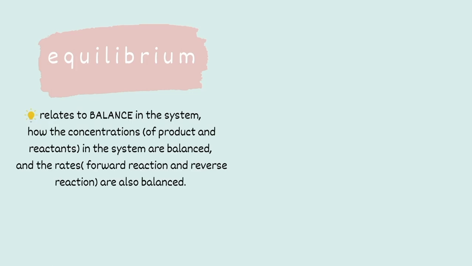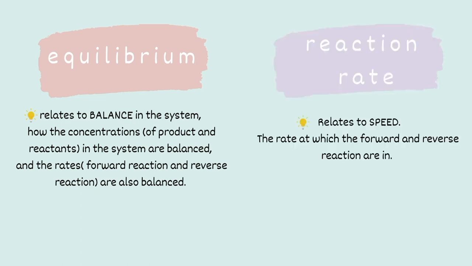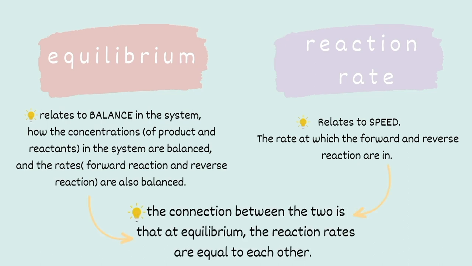So let's do a quick comparison of both topics we just went over, equilibrium and reaction rate. Equilibrium relates to balance in the system, how the concentrations of products and reactants in the system are balanced, and the rates of the forward and reverse reactions are also balanced. Reaction rate relates to speed, the rate at which the forward and reverse reactions occur. The connection between the two is that at equilibrium, the reaction rates are equal to each other.